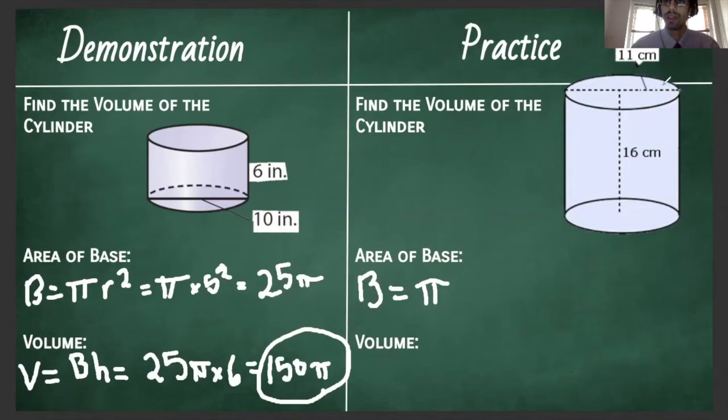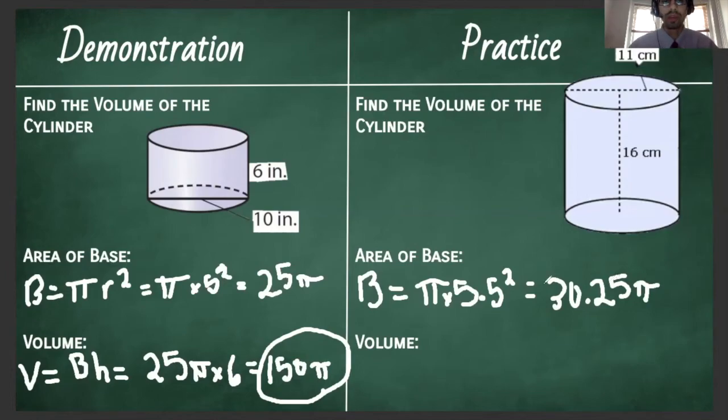What would be half of 11? Yeah, 5.5. So I'm going to have pi times 5.5 squared, okay? 5.5 times 5.5 gives me a decimal number, but that's okay. I can keep it how it is. I would get 30.25 pi, okay? So I know that the base is just 30.25 pi.